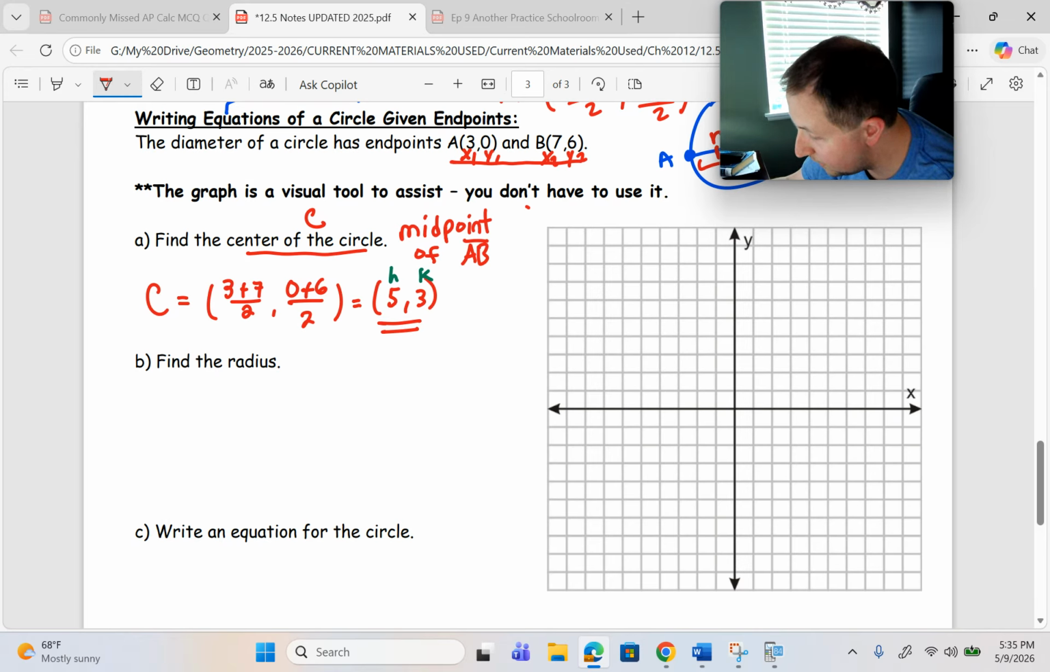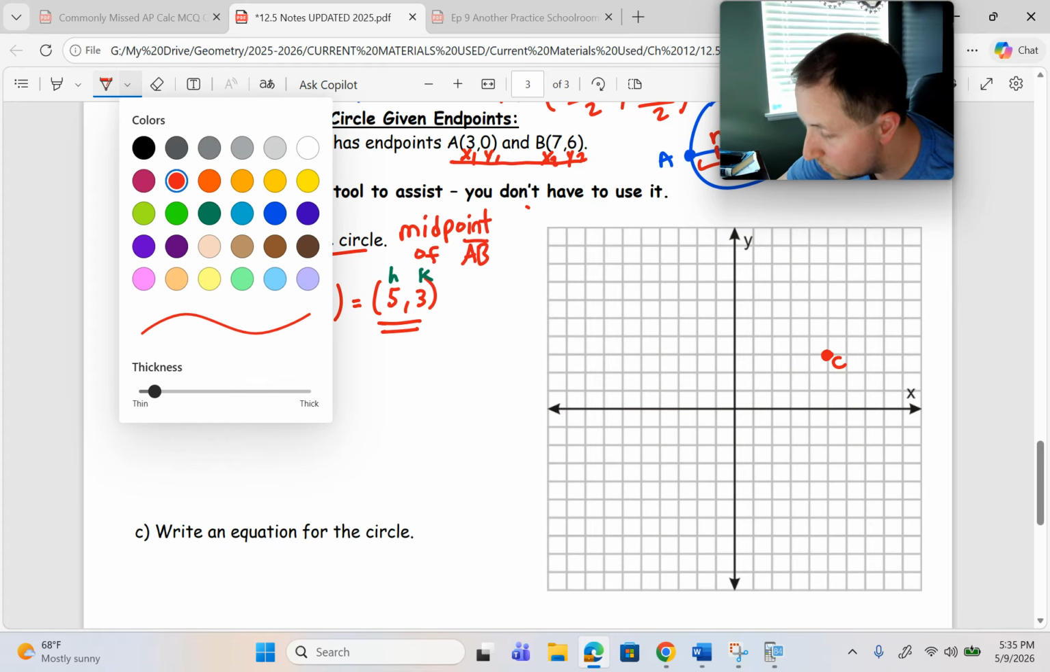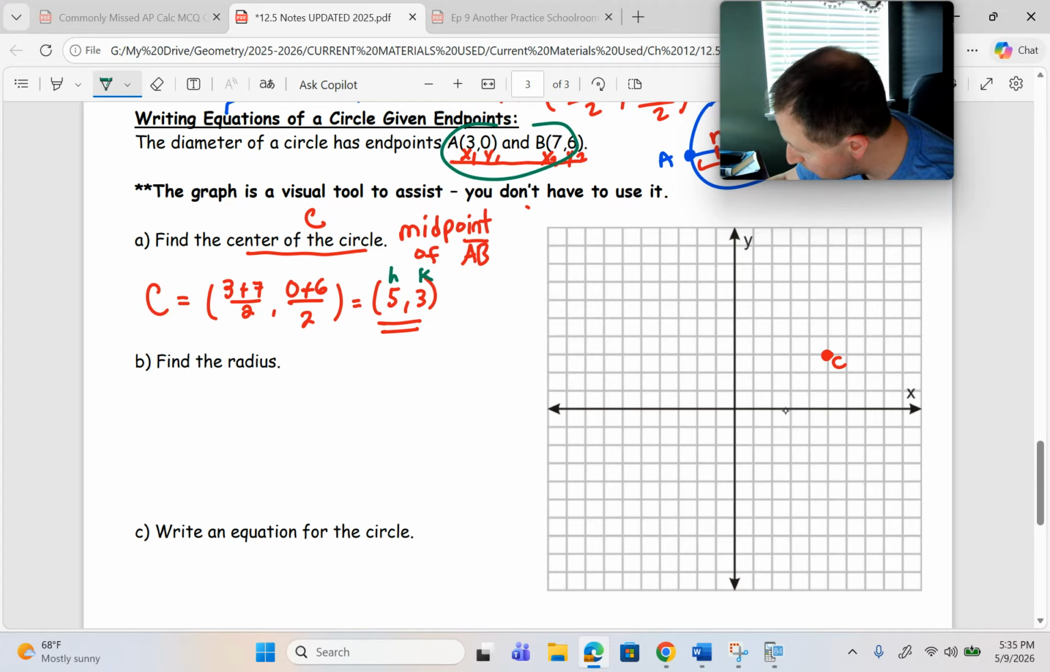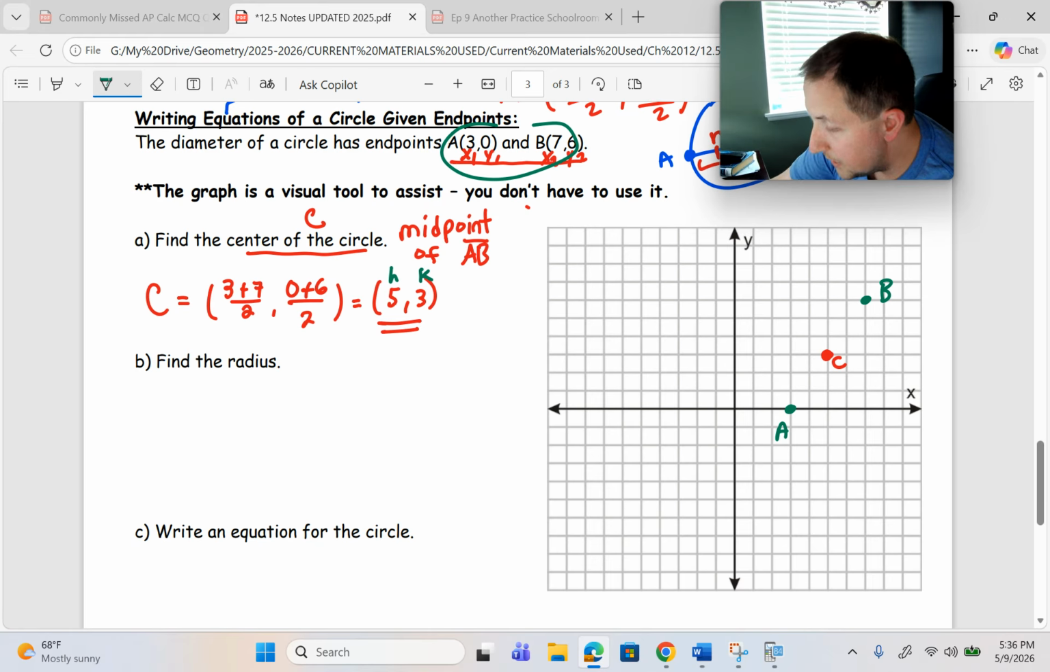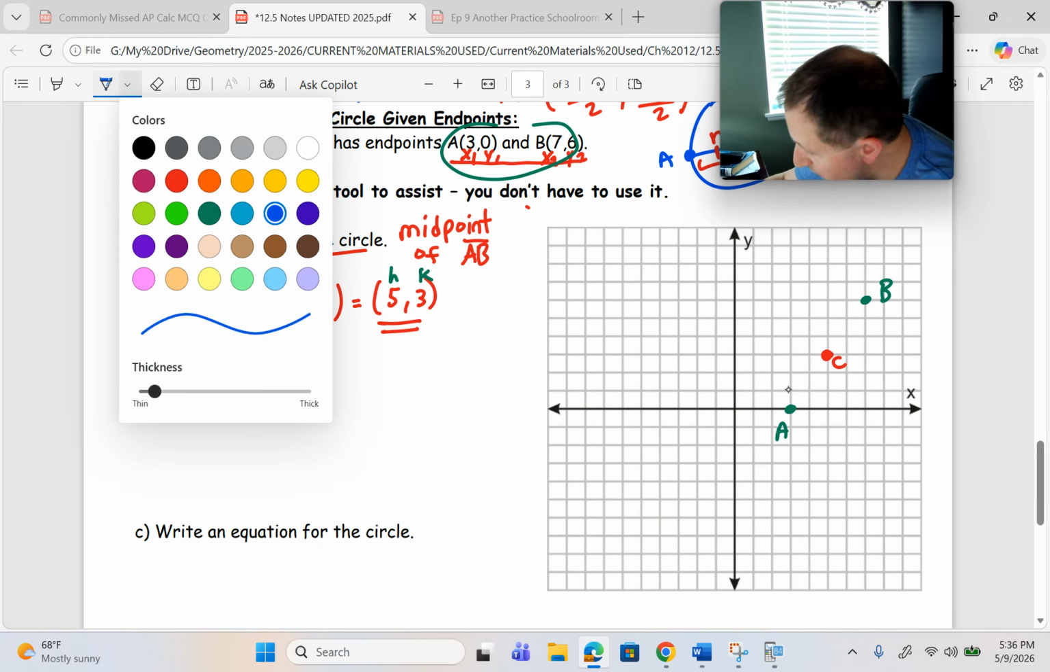So what we have is the center at 5, 3. 1, 2, 3, 4, 5. 1, 2, 3. Okay, there's C. And they gave us the points 3, 0, and I'm going to do those in green. 3, 0. There's A. And 7, 6. 5, 6, 7. 1, 2, 3, 4, 5. Okay, there's B. And now we know that that's going to create the full diameter of the circle. So now we've got the center, which is helpful.